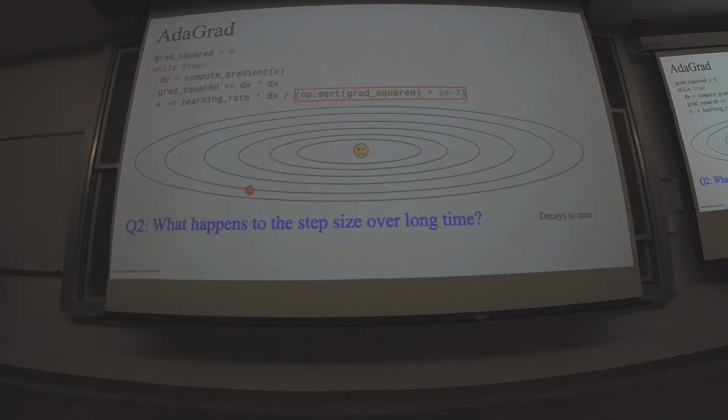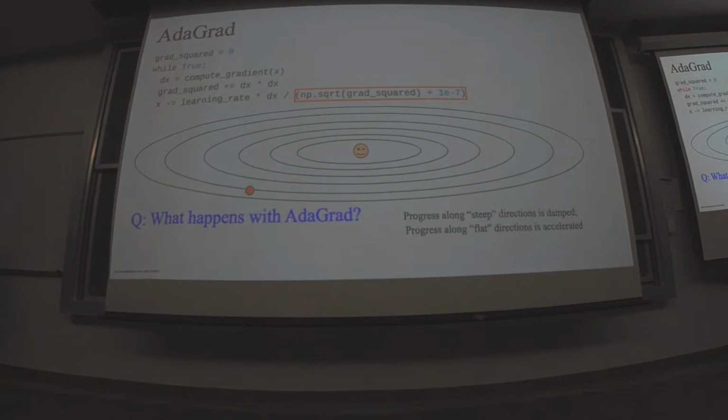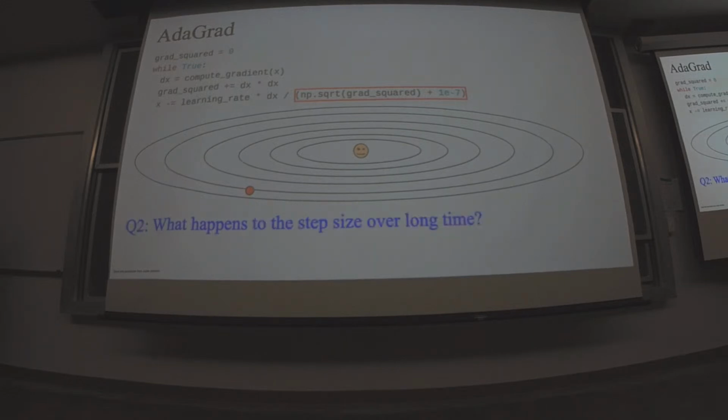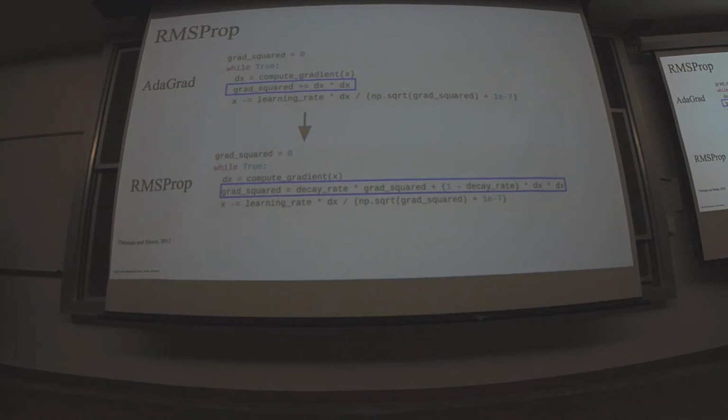Yeah, what happens to the step size over a long time? Sorry, I think I skipped over this. Progress along steep directions is dampened, because you're dividing by something large. Progress along flat directions is accelerated because you're dividing by something small. And we're talking relative to the other directions, it's not absolute. And like we talked about, because of this plus sign, you're accumulating more and more stuff in this denominator, and so eventually the per-dimension learning rates are going to zero. Okay, so there's the pseudocode, actual code for Adagrad.